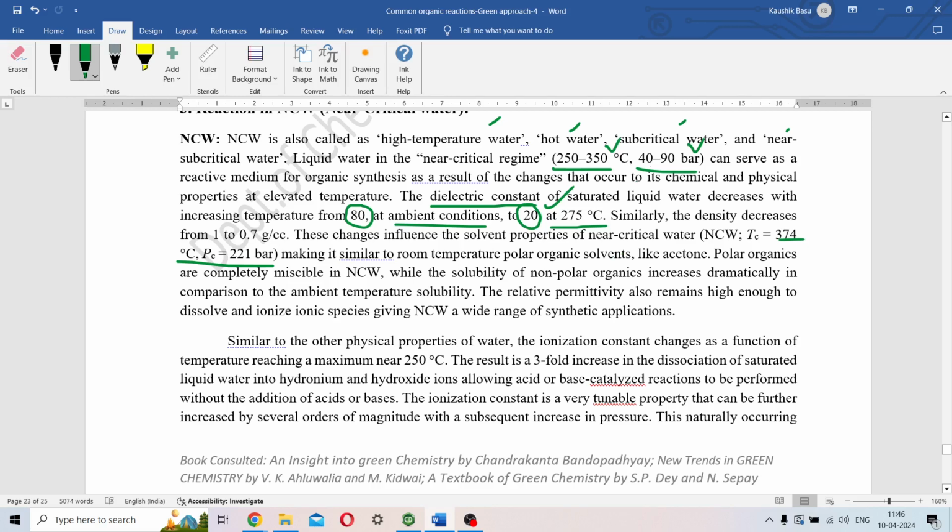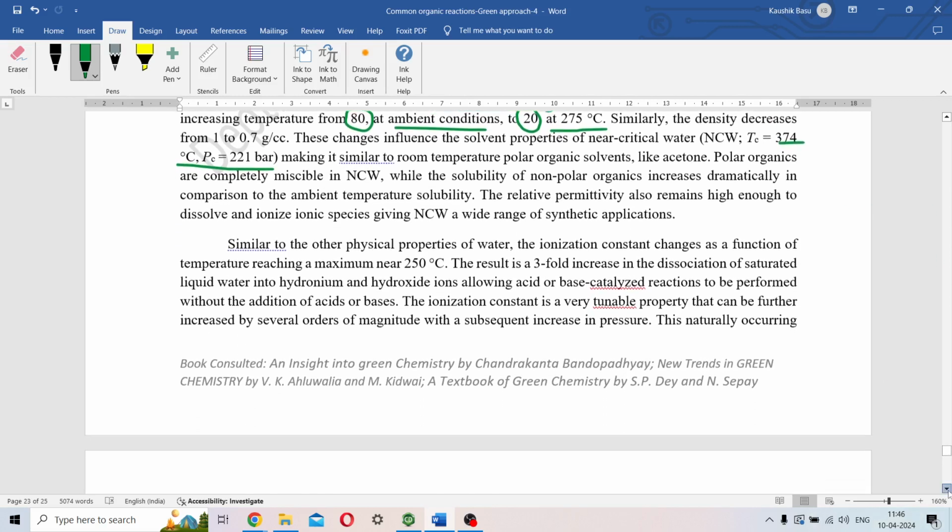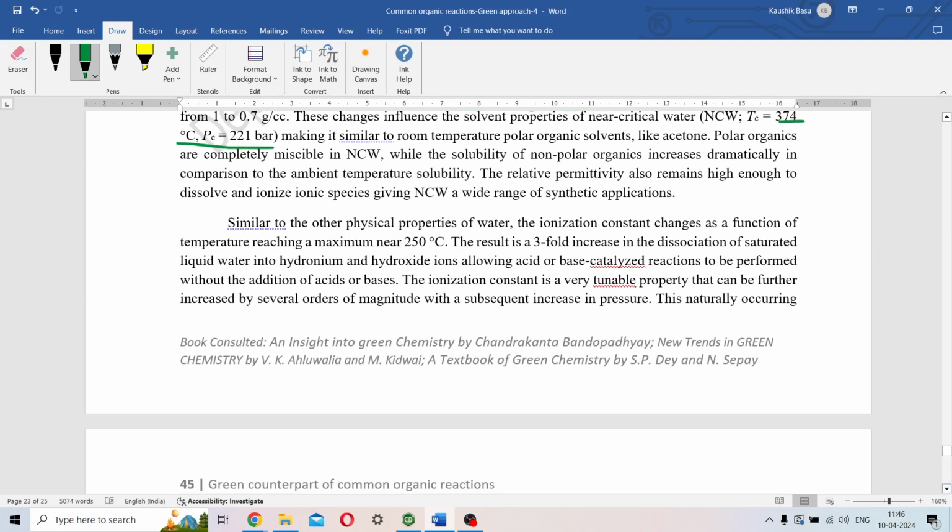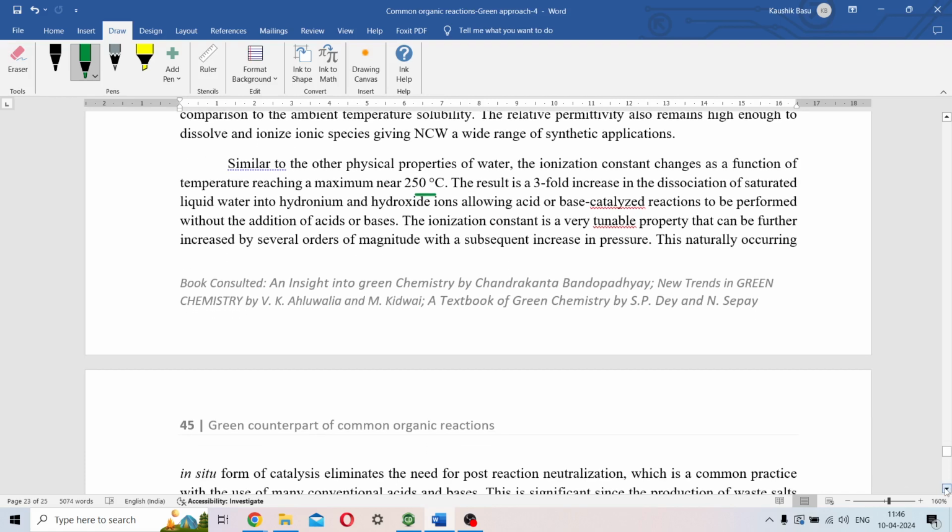Another important aspect of near critical water is that the dissociation constant of water changes. At say 250 degree centigrade, the dissociation of water is threefold increased. That means the concentration of H plus and OH minus in that water is 3 times than normal water, and that gives us an opportunity to use that medium as either an acid catalyst or a base catalyst without actually adding any sort of acid or base from outside.